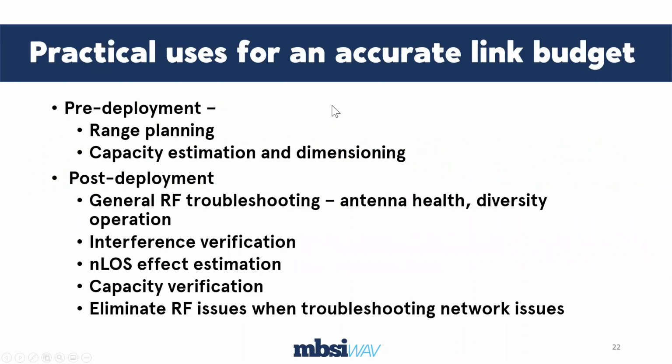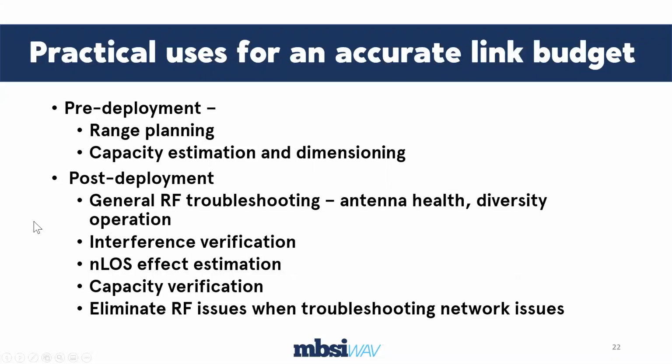All right, so to finish this up here, practical uses for an accurate link budget. Pre-deployment, of course, range planning, and to a certain extent, capacity estimation and dimensioning. If we pick a particular service level that we want to supply to our subscribers, we know what the minimum signal to noise ratio or signal strength would be that we need in order to provide that. And so we can use that for our pre-deployment planning.